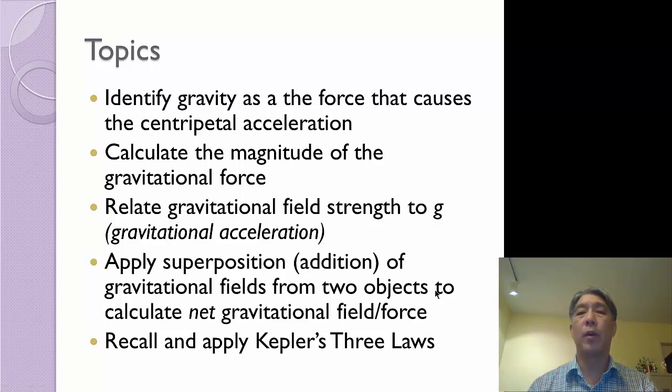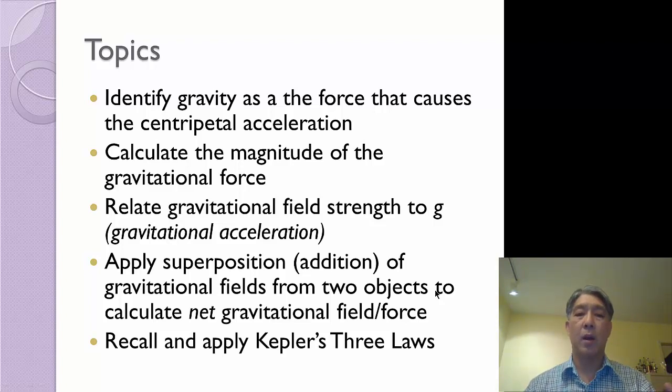What makes the moon go around in a circle, okay? It's basically this force of gravity that causes the moon to go around a circle. Okay, we'll be able to calculate the magnitude of the gravitational force. We've already talked about the direction of this force because the direction is always going to be towards the center of the circle. We're going to also relate gravitational field strength to g, or gravitational acceleration, that we've been using up to now.